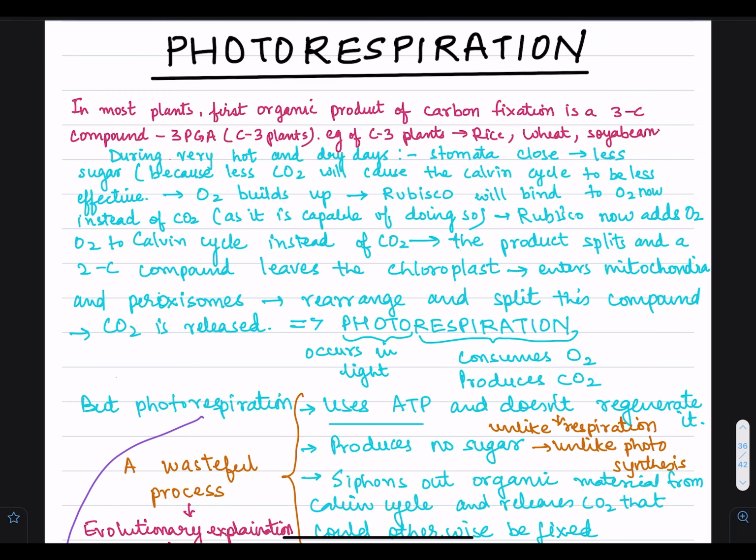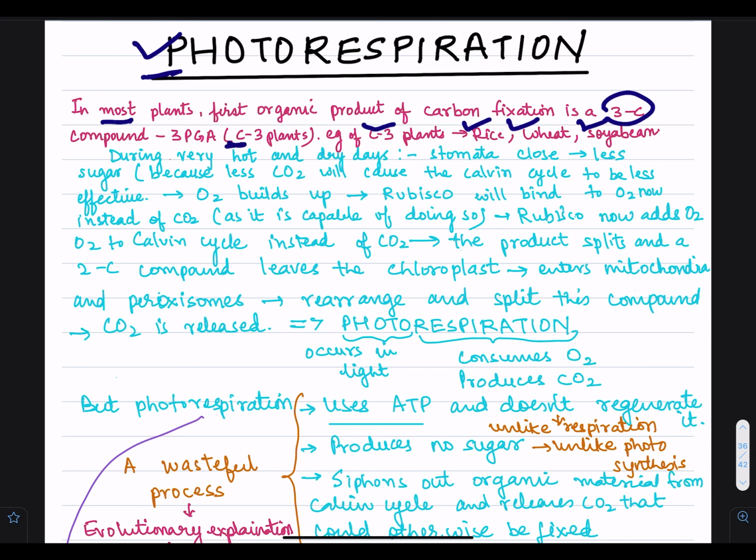Hello friends, in this video we'll study about photorespiration, C4 plants and CAM plants. So first we start with photorespiration. In most plants, the first organic product of carbon fixation is a C3 compound, that is 3-phosphoglyceric acid. So these plants are known as C3 plants. And what are the examples of C3 plants? They are mostly agricultural plants like rice, wheat, and soybean.